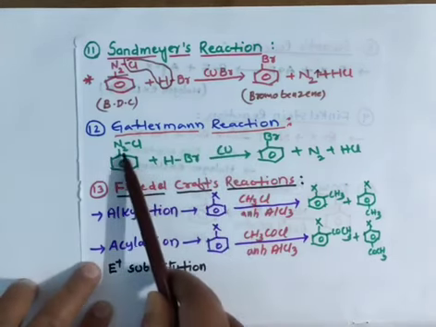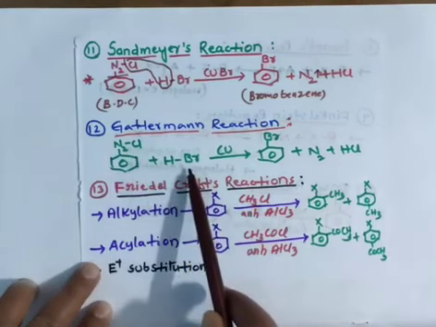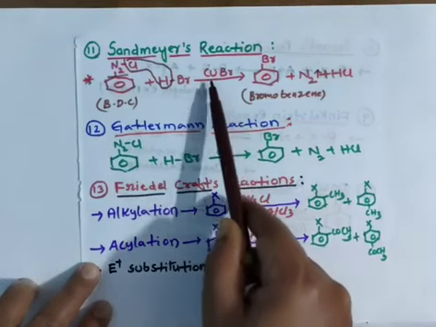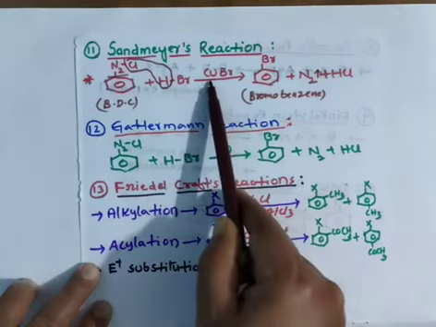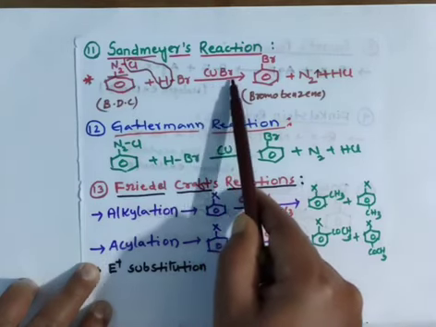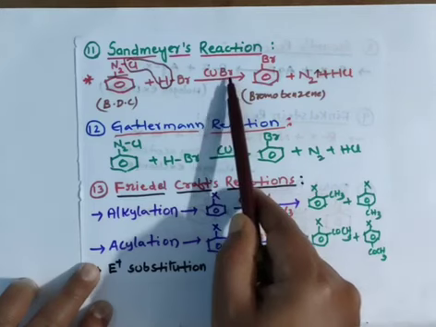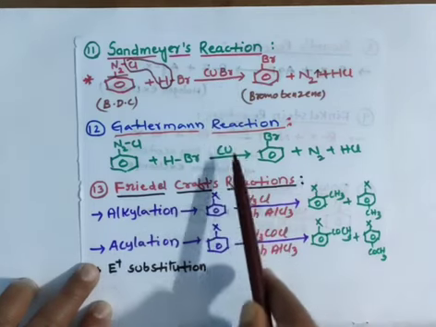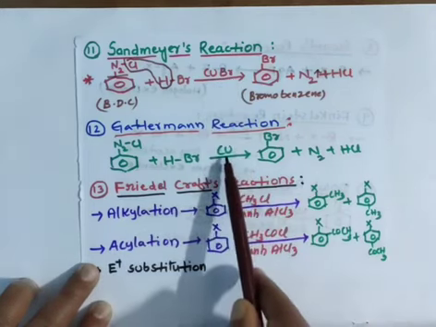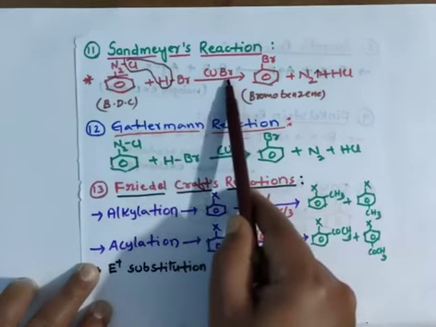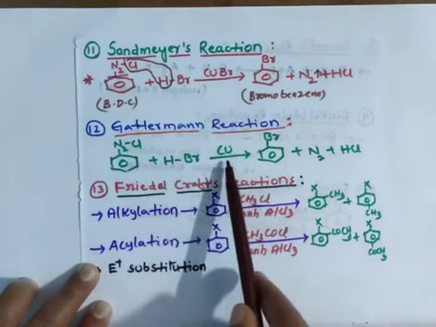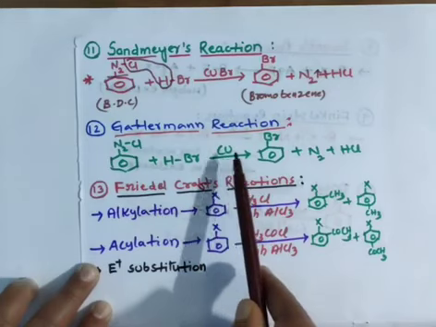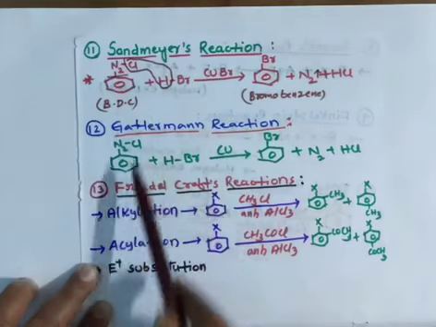Same, benzene diazonium chloride treated with HBr. The condition is different. In Sandmeyer we are using halo, this is copper bromide, means metal with bromine. Here only metal we are using. So CuBr is used in Sandmeyer reaction. In Gattermann reaction only metal we are using. That's it. So that is the difference.